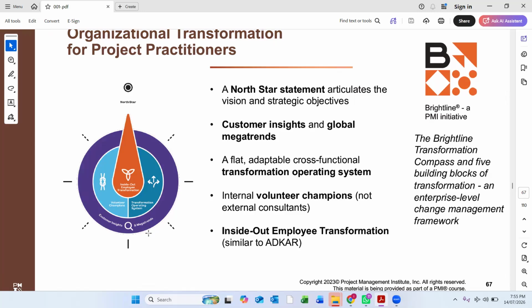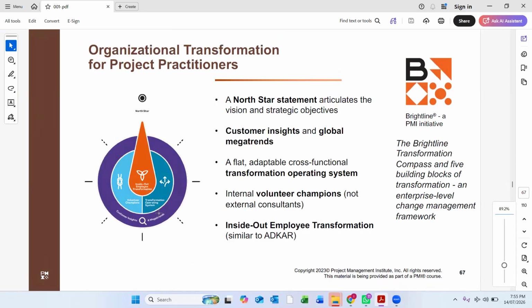and we should also conduct inside and out employee transformation to the organization, which is similar to ADKAR, which we discussed before. This is also called the bright line transformation compass of 5 building blocks. Right? So one, two, three, four, five. So 5 building blocks, which is called bright line transformation. This is actually a compass, but our North Star is our vision. This is the main point. Our North Star is a vision and strategic objectives for any organization.